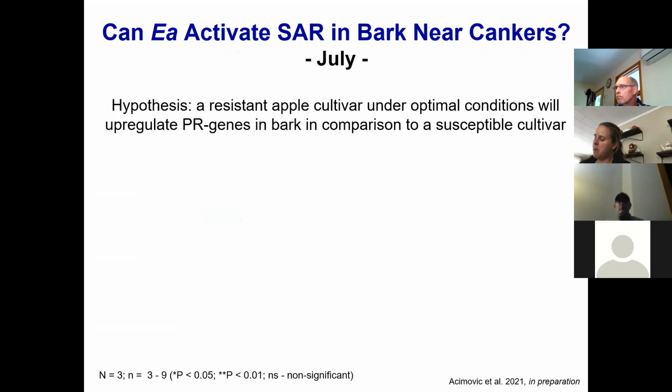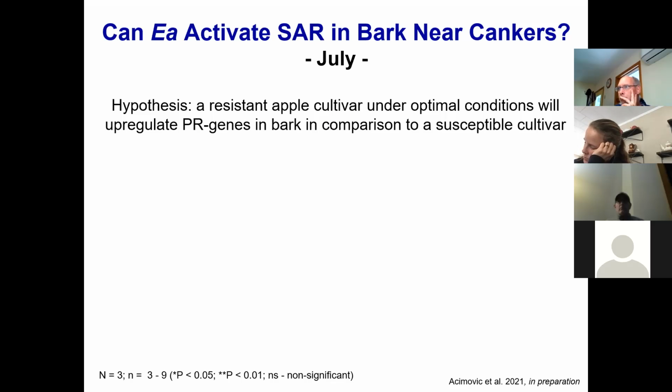And the idea behind this was that we inoculated a large number of trees to create cankers. And we're going to also look at the amount of bacteria that we have in the cankers. But we also wanted to see what is the response in the bark, which is the main tissue that should have some immune response to the presence of the pathogen cankers. And we hypothesized that a resistant apple cultivar, if it was in optimal conditions, is going to have much higher expression of PR genes, or pathogenesis-related genes, in the bark in comparison to the susceptible cultivar.